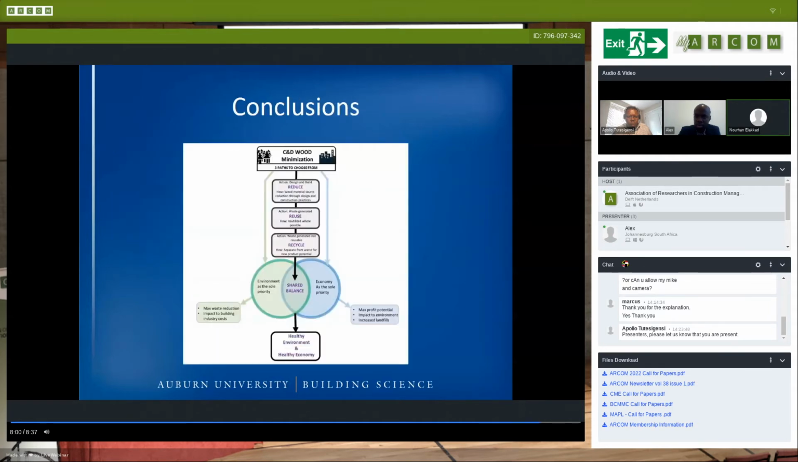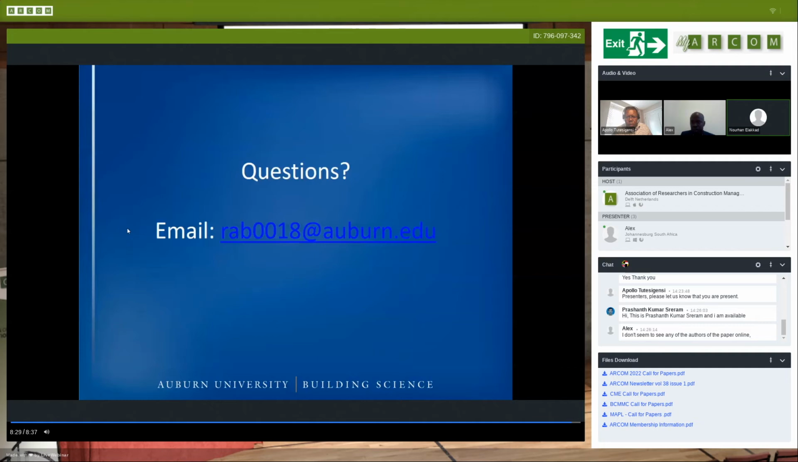So in conclusion, there are three paths to choose from: reduce, reuse, or recycle wood. And it's just a question of finding the proper balance. As leaders in the construction industry, we've got to figure out how to make protecting the environment as economically viable as possible. So I'll be glad to answer any questions that you have. And thank you again for allowing us to present.